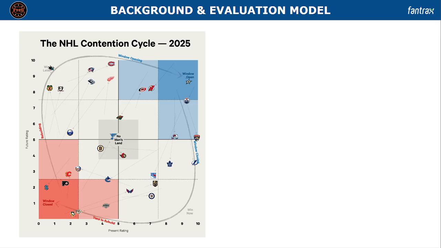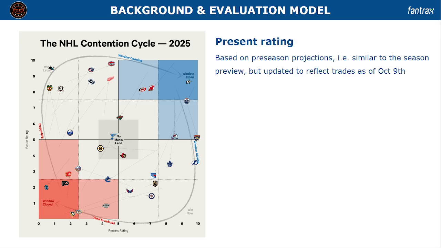And the idea is that all of the teams here were placed on this 0 to 10 scale in terms of future rating and in terms of present rating. And Clint asked if we can have something like this for the UDL, and voila, we are looking at it now. So what was done is the present rating is pretty much the same logic that was applied for the season preview file.